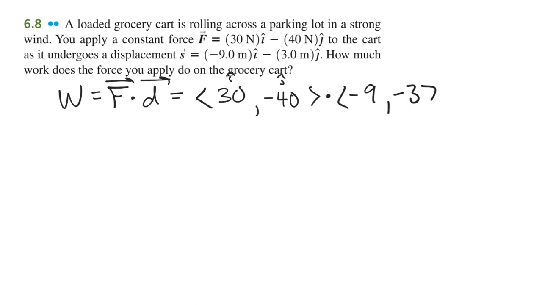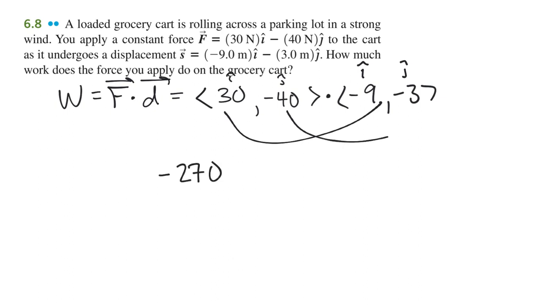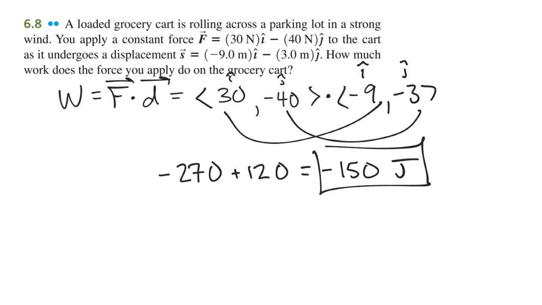Now we get to do the dot product of those two vectors. When you do the dot product, you just take the similar components and multiply them, i's together and j's together. 30 times negative 9 is negative 270, and negative 40 times negative 3 is positive 120. So when you add them, negative 270 plus 120, you get negative 150 joules of work. Work is measured in joules because it's a transfer of energy, so it has the same unit as energy. But more on that next time.